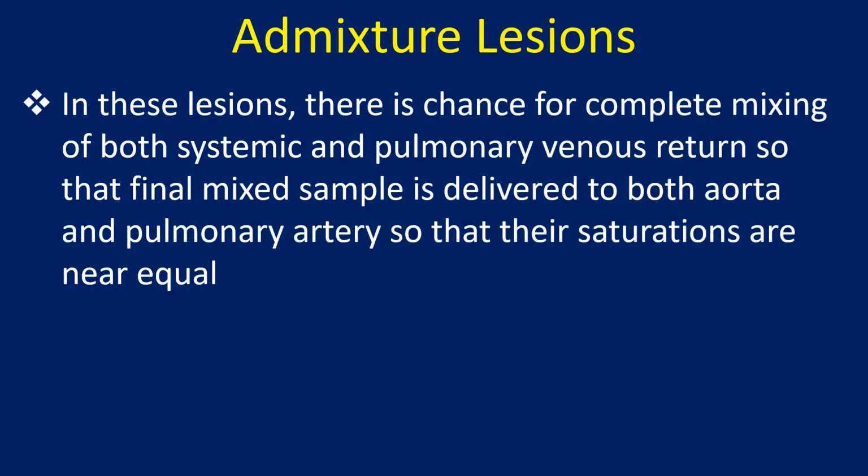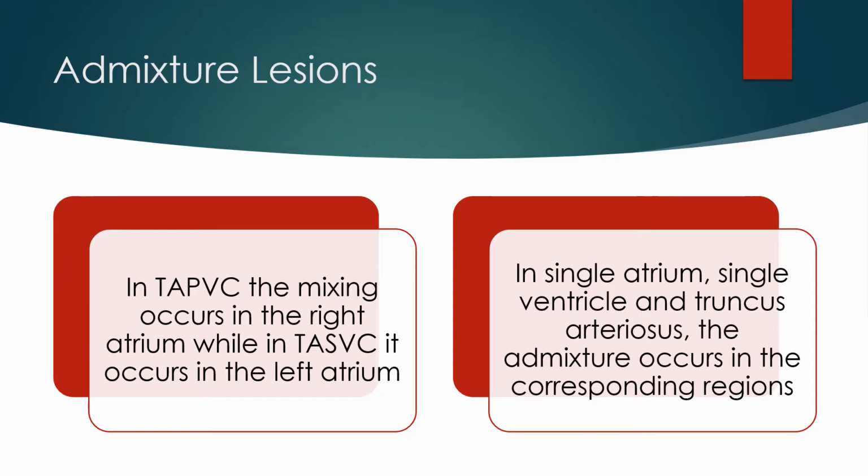In these lesions, there is chance for complete mixing of both systemic and pulmonary venous return so that the final mixed sample is delivered to both the aorta and pulmonary artery, so that their saturations are near equal. In TAPVC, the mixing occurs in the right atrium, while in TASVC, it occurs in the left atrium. In single atrium, single ventricle and truncus arteriosus, the admixture occurs in the corresponding regions.